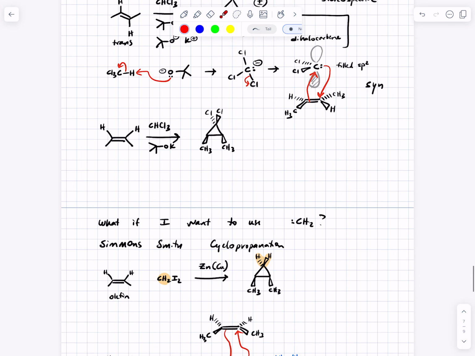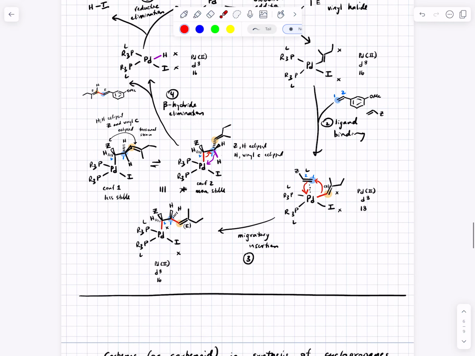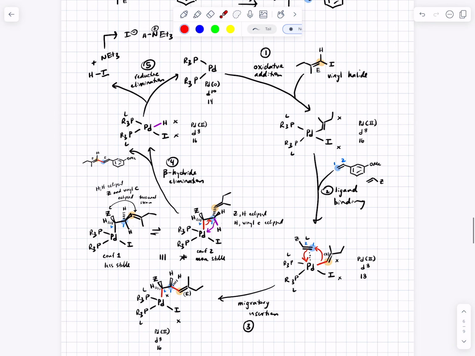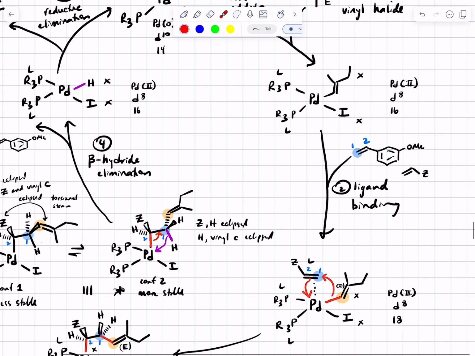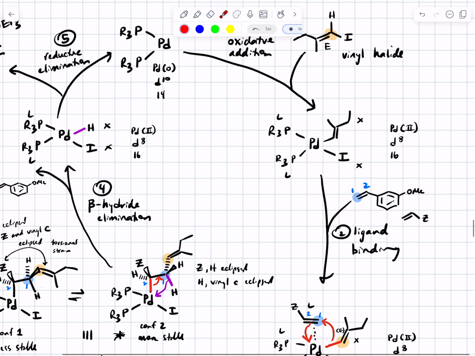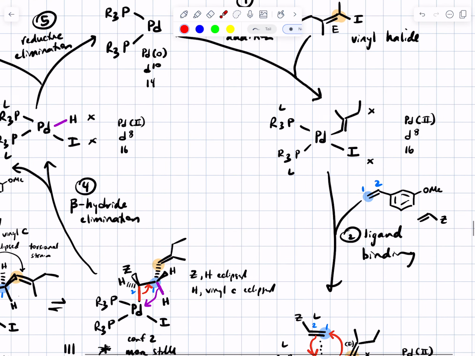After the ligand binding step in a Heck reaction, why is one of the vinyls L and the other vinyl is X? Okay, so good question. Zooming in here, this is the ligand binding step of the Heck reaction. I'm really sorry about the glare. Just sort of do our best.